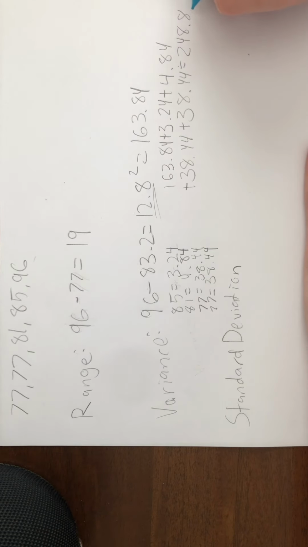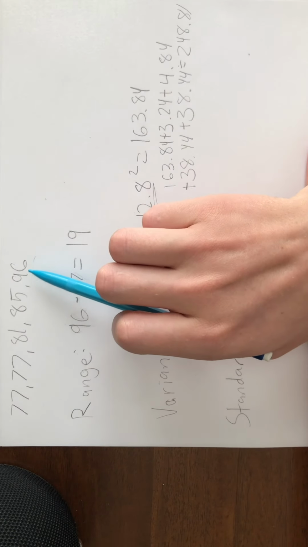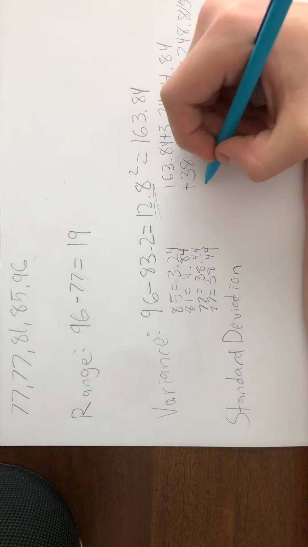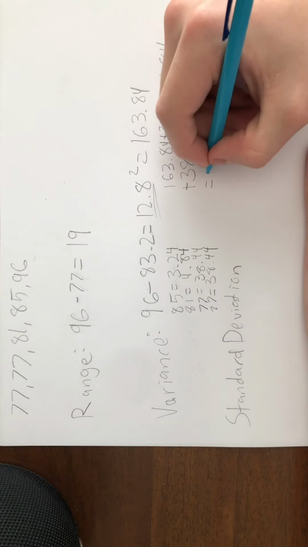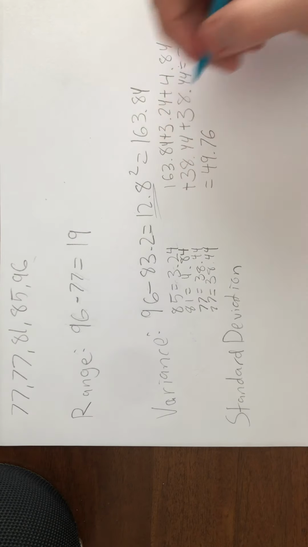divide by the number of numbers you're using. So in this case, we had 5 numbers in our sample, so we divide this number by 5. And this gives us a variance of 49.76.